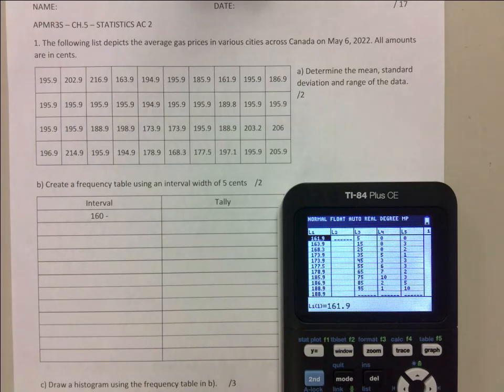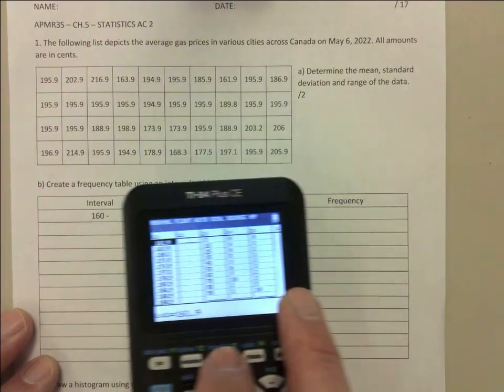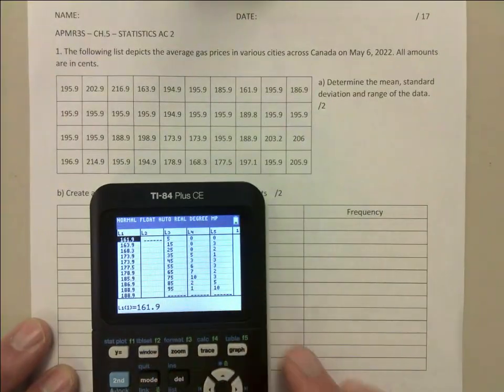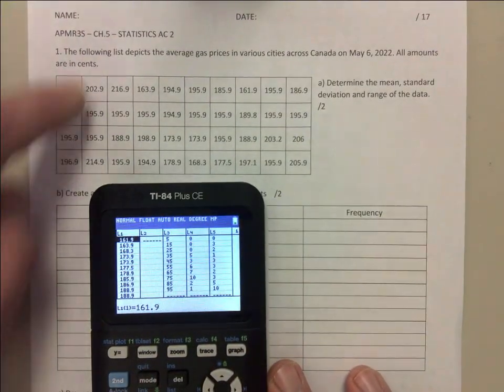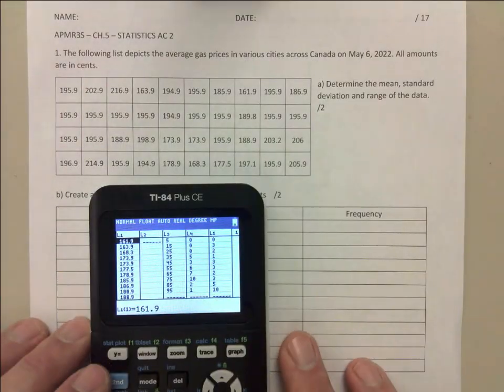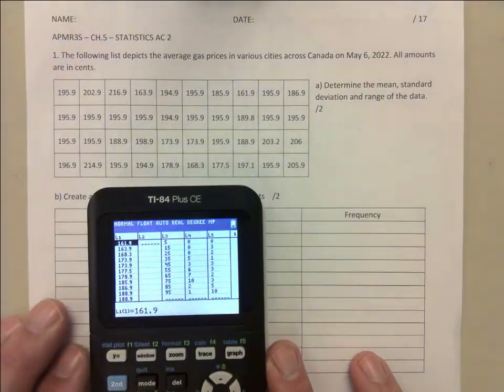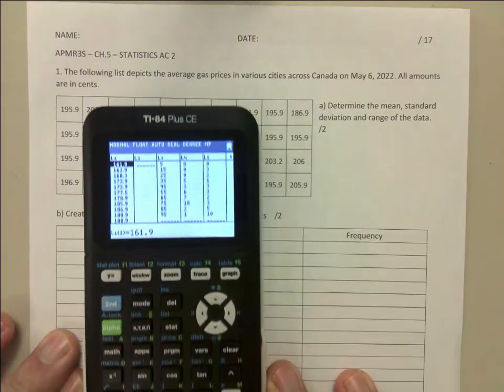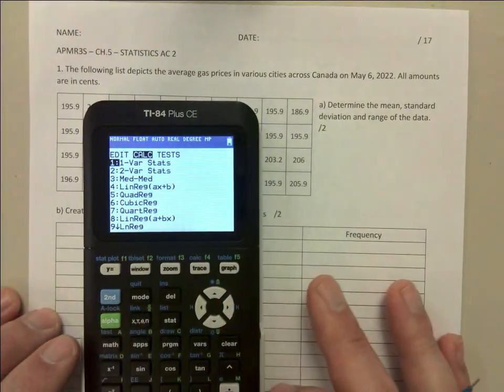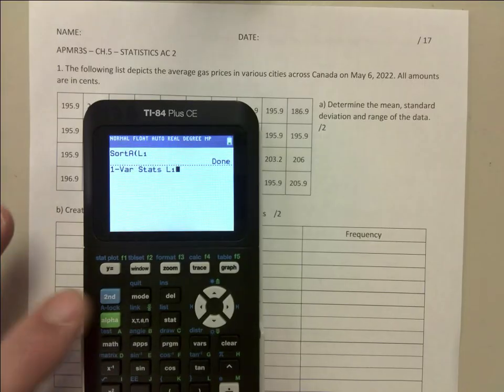Skills are part of this unit that you need to be good at. And maybe part of it is making sure you don't make a mistake when you type it in. So I typed all of this into L1. I already have it sorted, even though it's not necessary if you're just wanting to find the mean, median, mode.